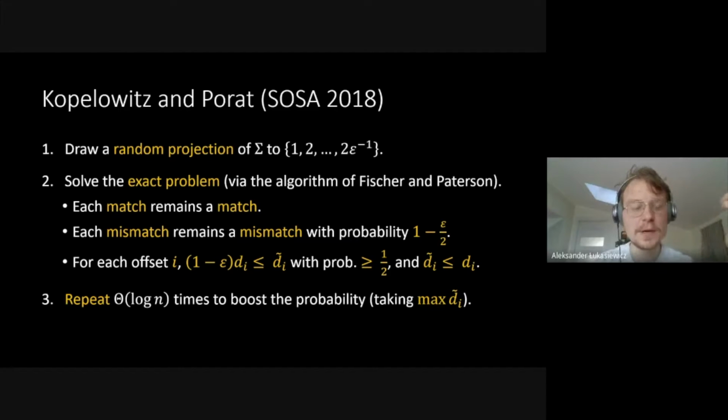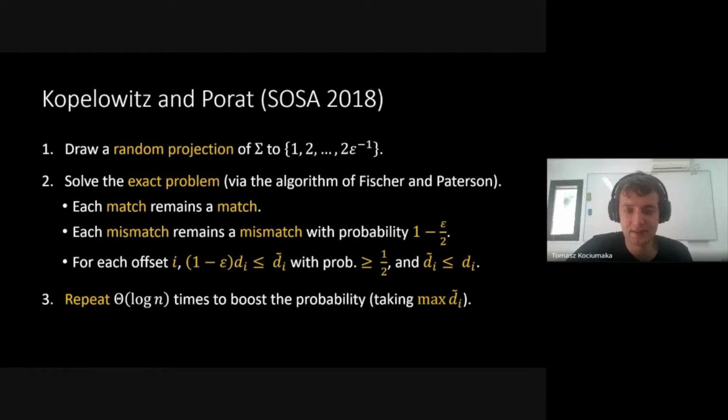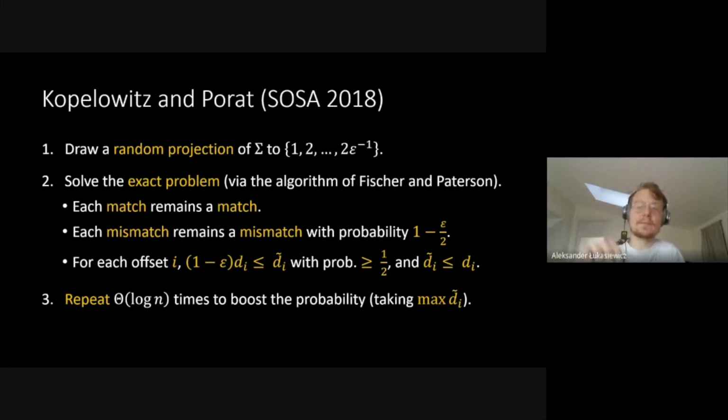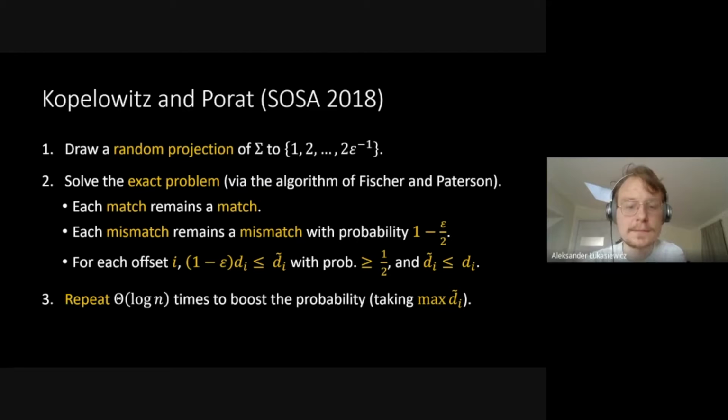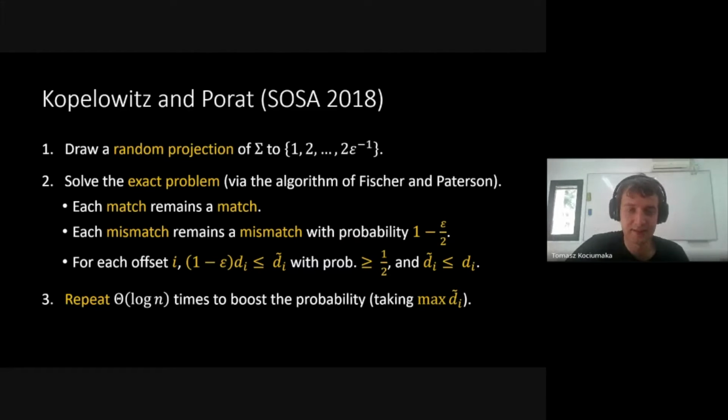So what do you mean by each mismatch remains a mismatch with probability something? So each mismatch between characters in the original strings remains a mismatch between the corresponding characters of the projected strings. That makes sense. With probability at least 1 minus epsilon over 2. Okay, thank you. I hope it made it clear for all of us.